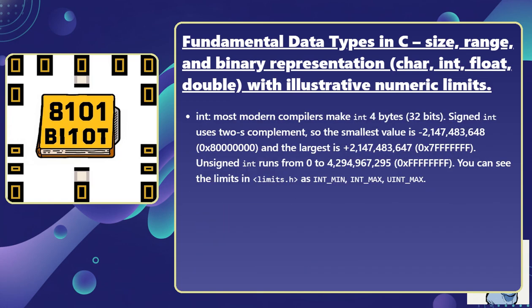Int. Most modern compilers make int 4 bytes, 32 bits. Signed int uses 2's complement, so the smallest value is -2,147,483,648, and the largest is +2,147,483,647. Unsigned int runs from 0 to 4,294,967,295. You can see the limits in limits.h as INT_MIN, INT_MAX, UINT_MAX.